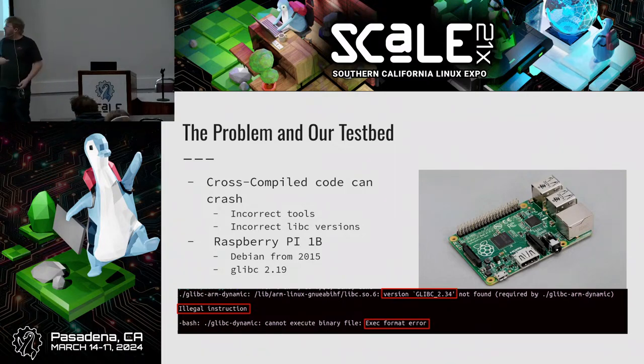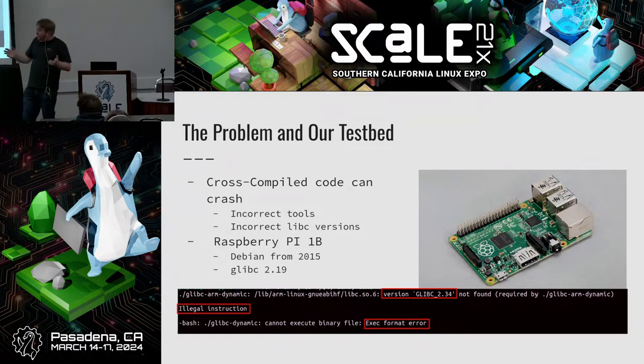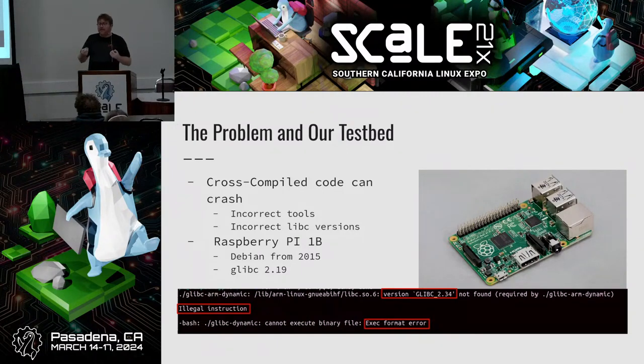This error here is the bane of my existence. glibc 2.34 is not found. Another one you can see, I don't see it very often, is illegal instruction, and finally, execution format error. Those three errors are the ones we're going to be digging into today to see why the various approaches to getting software built on my laptop don't work on the Raspberry Pi.